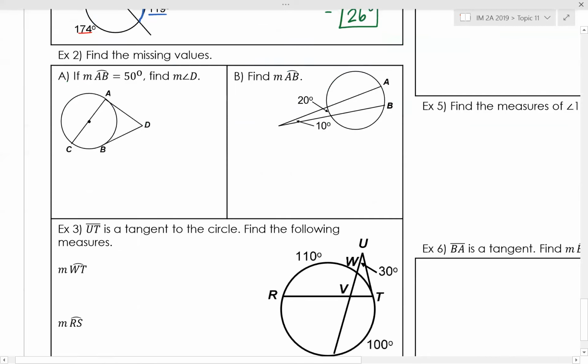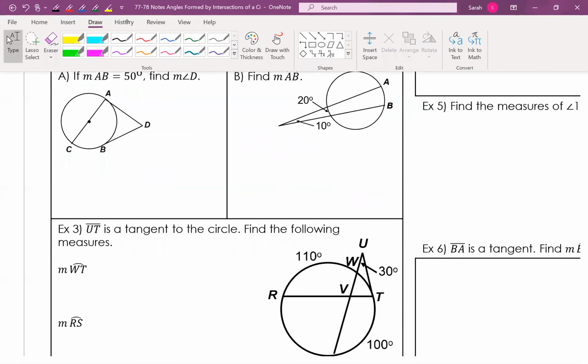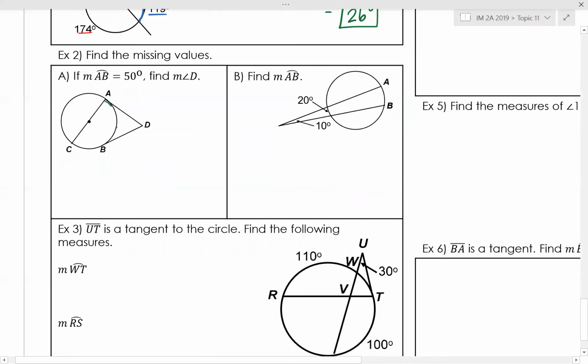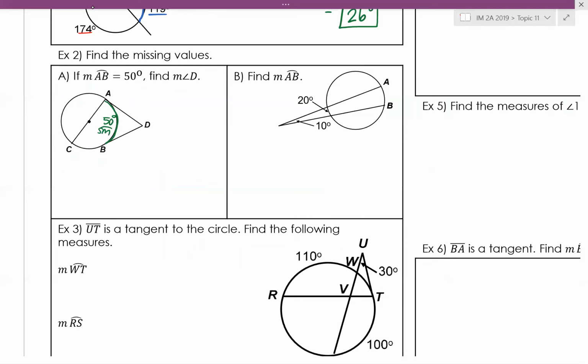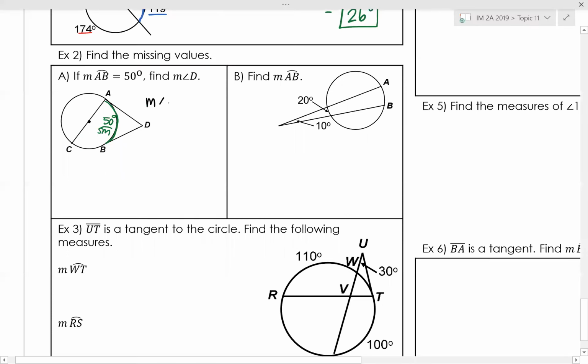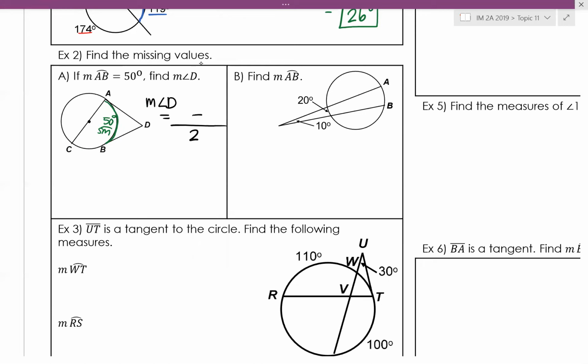Okay, so we're going to look at example 2. In example 2, they tell us that AB is 50 degrees. If I look at AB, that's the small arc on this diagram. So in order to find the measure of angle D, I need to know the large arc. So the small arc is 50. So I'm going to subtract 50 from here.